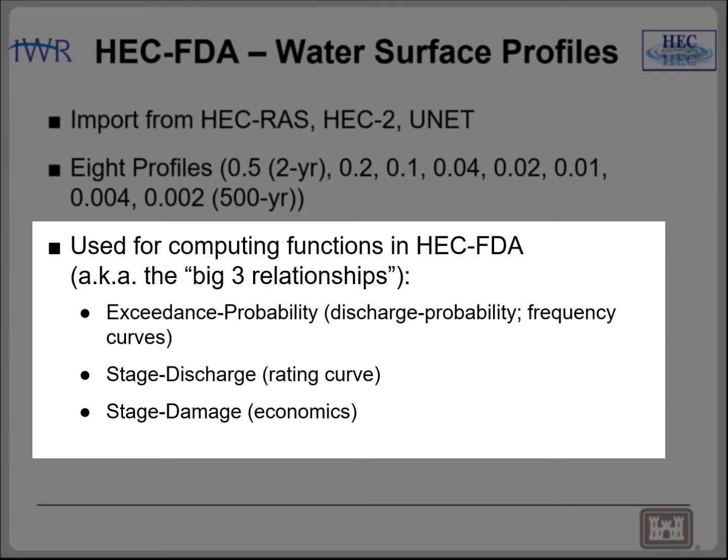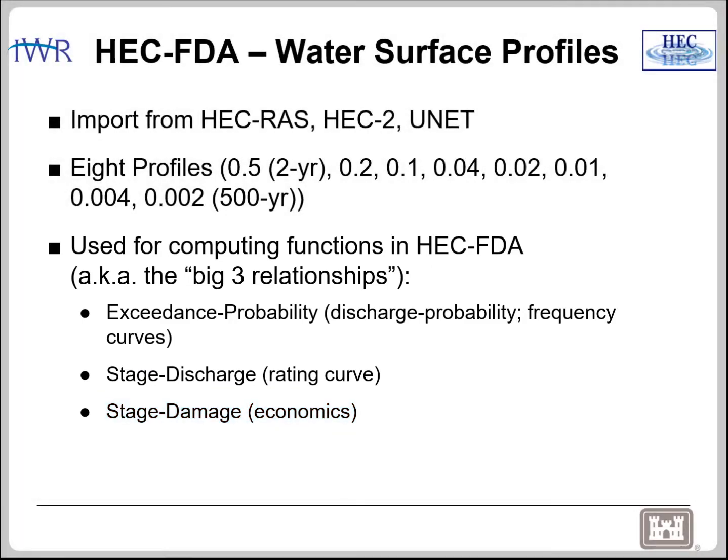These big 3 relationships are, number 1, exceedance probability, which is also known as the discharge probability or frequency curves. Number 2 is the stage discharge function, also known as the rating curve. And the final big 3 relationship is the structure stage damage or economic curves.